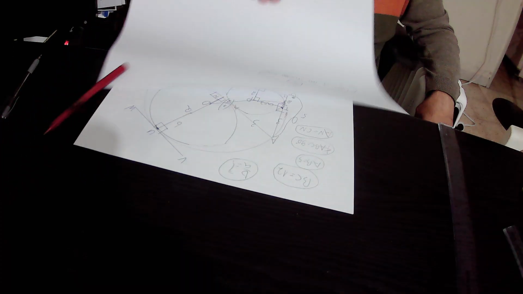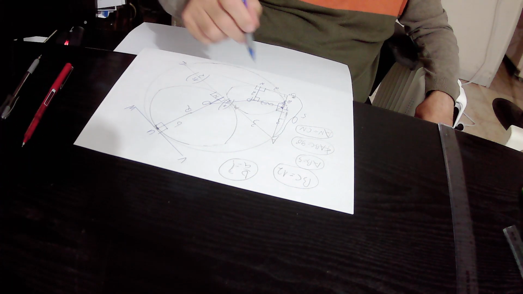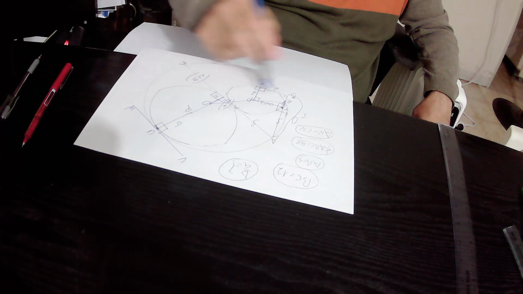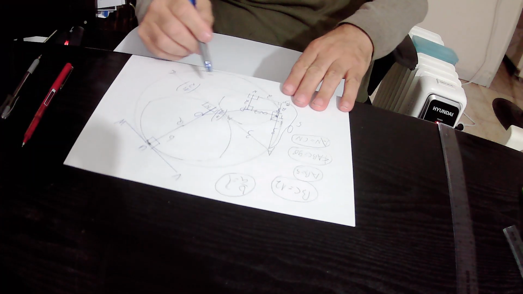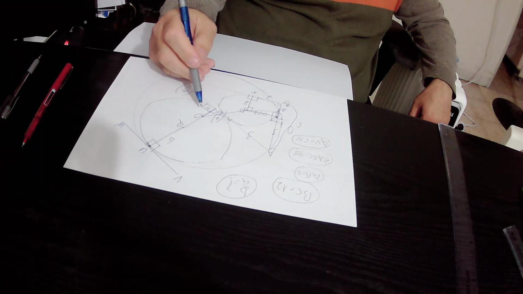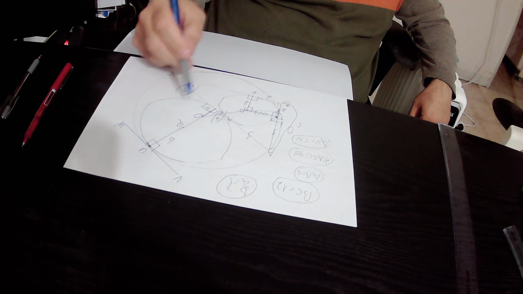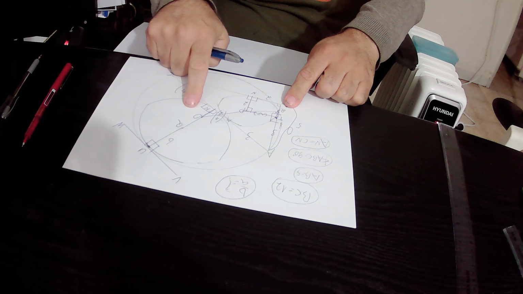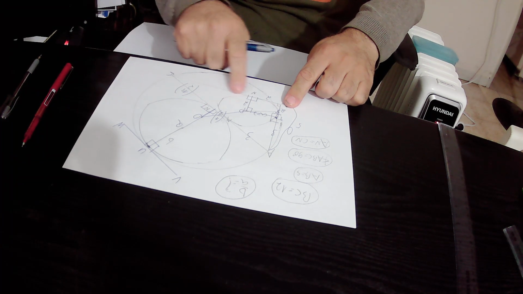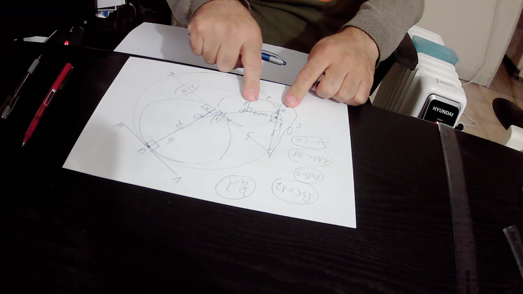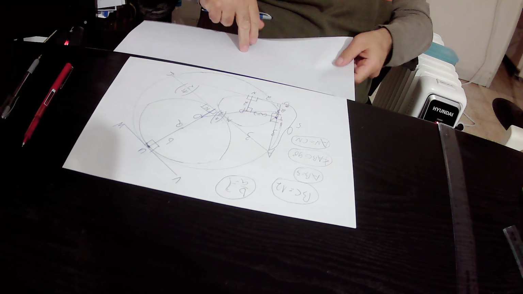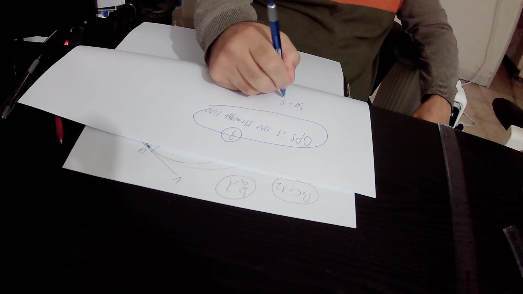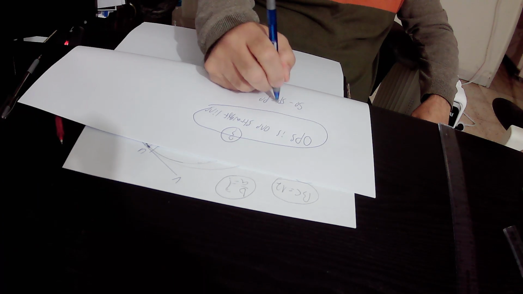So if OPS is one straight line, it means that PO must be equal to SO minus SP. Again, SO minus SP equals PO. Why? Because OPS is one straight line. So SO minus SP equals PO. So I write it down: SO minus SP equals PO.